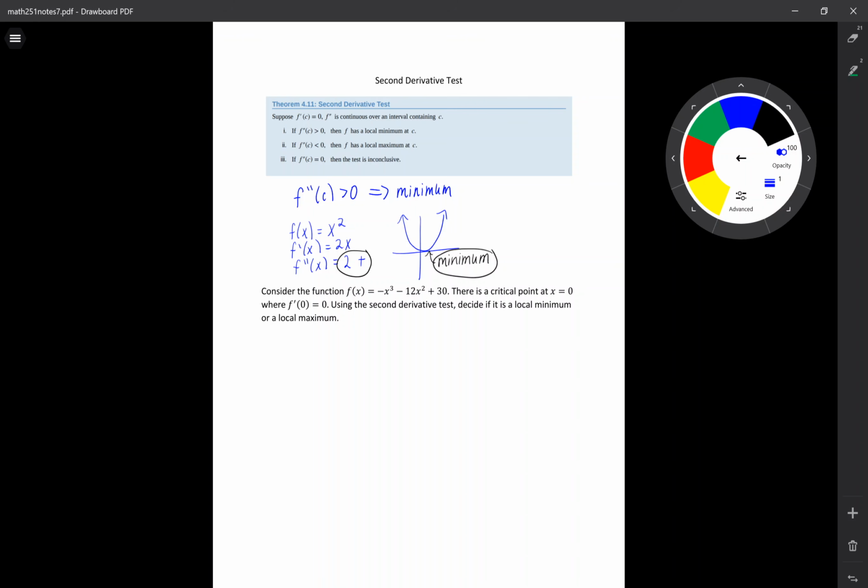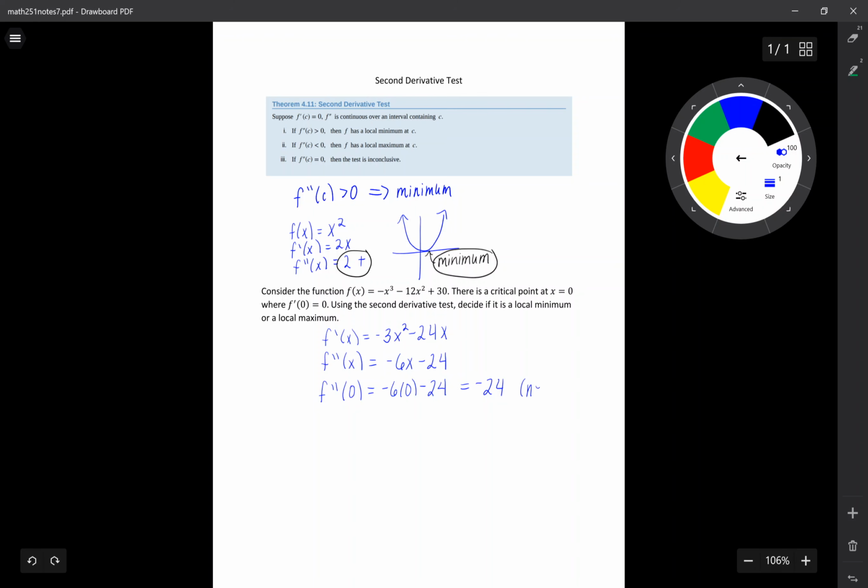to see if our second derivative is positive or negative. So f prime of x is equal to negative 3x squared minus 24x. That 30 goes away. f double prime of x is equal to negative 6x minus 24. That's my second derivative. Now I plug in my critical point, x equals 0. f double prime of 0 is equal to negative 6 times 0 minus 24, which is equal to negative 24.